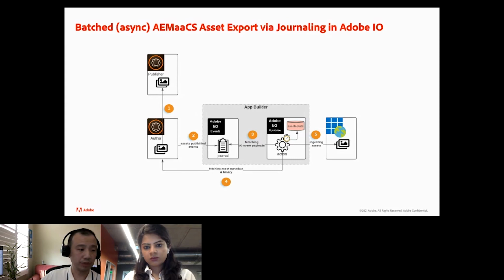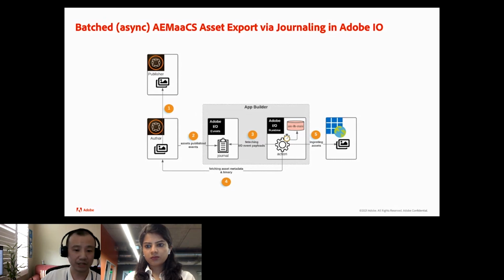So in that diagram, you can see when one or multiple assets are published from AEM author to publisher, the bulk assets published events are sent to I/O Events. Those events are persisted in the Adobe I/O journal. Your action can be configured as a scheduler or cron job, which can fetch those events from the journal on a regular basis and start to process them.